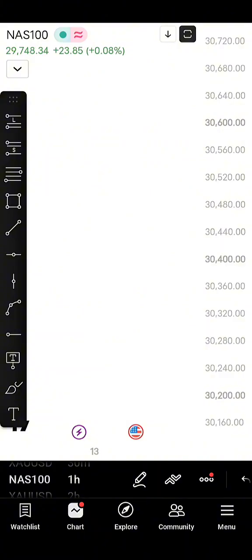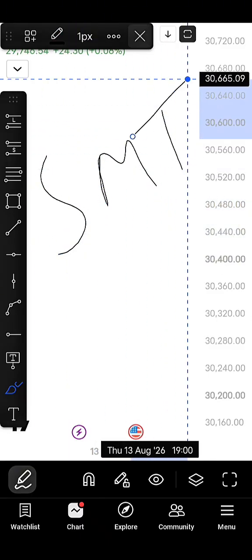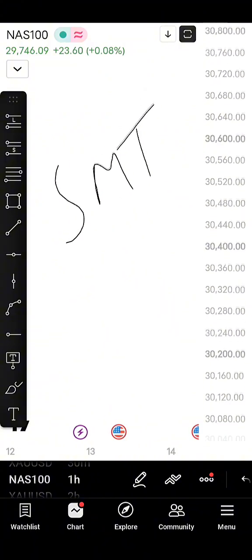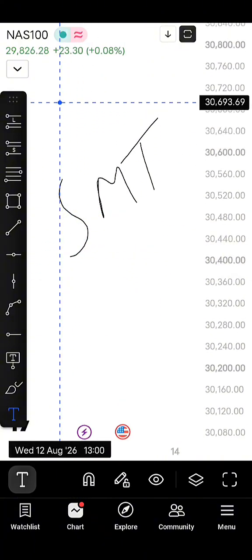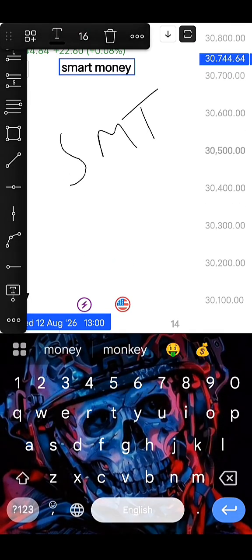So today's topic is about SMT. Okay. SMT is a short topic, but a very important one. SMT divergence. What is SMT? SMT stands for smart money technique, or smart money divergence.